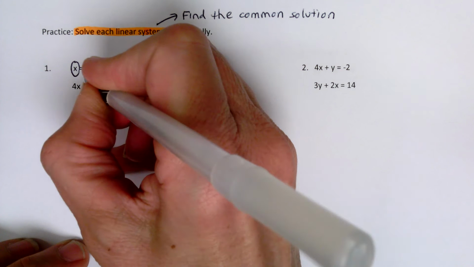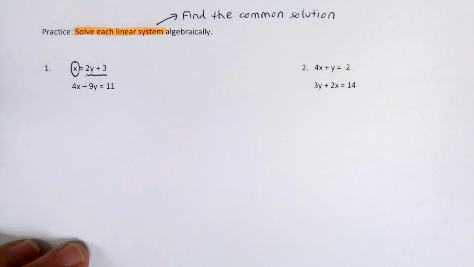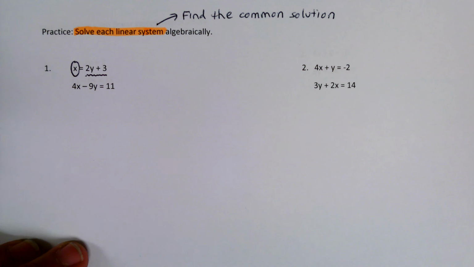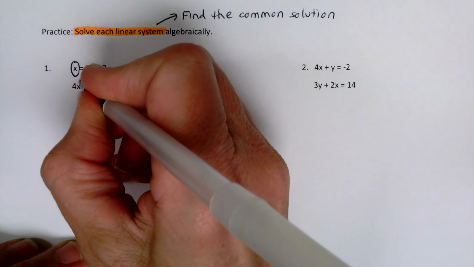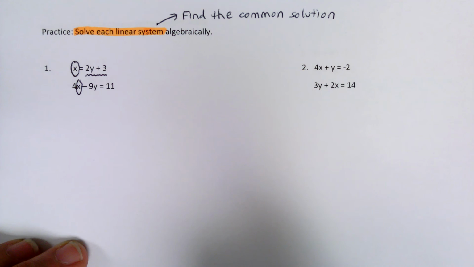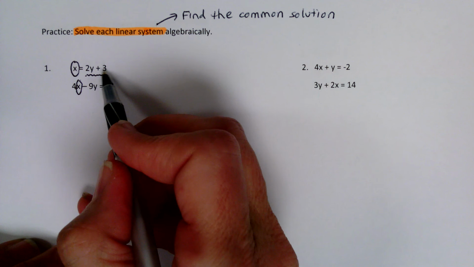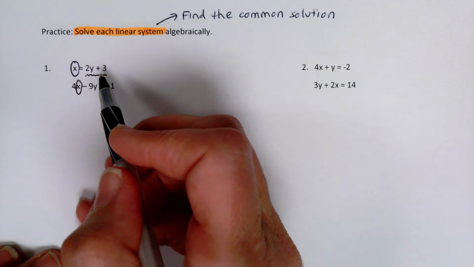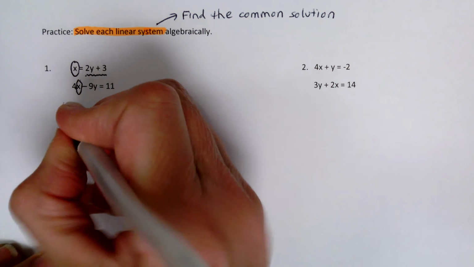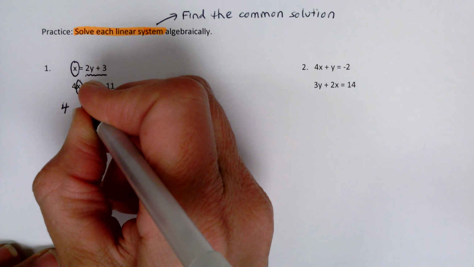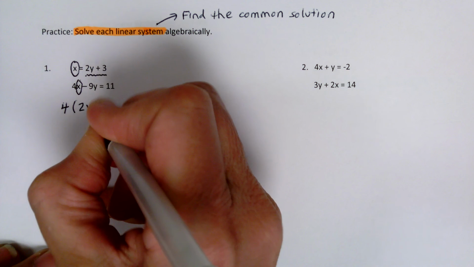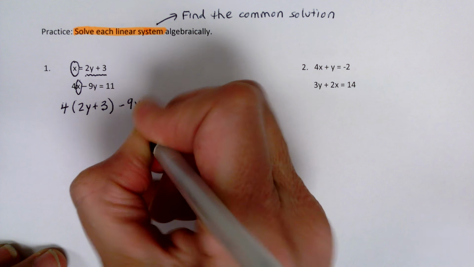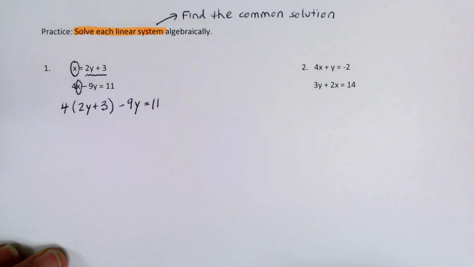So I know that x is worth the same as 2y plus 3. X has the same value as 2y plus 3. That means when I look at my next equation, wherever I see x, I can replace it with this same value, 2y plus 3. So that's what I'm going to do first. In place of x, I'm substituting the equivalent expression: 4 times 2y plus 3, minus 9y equals 11.